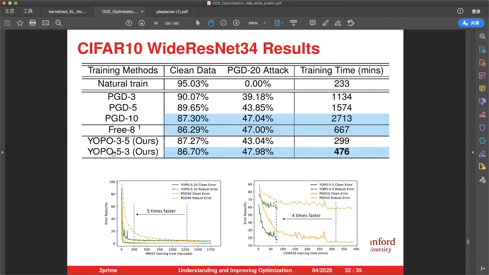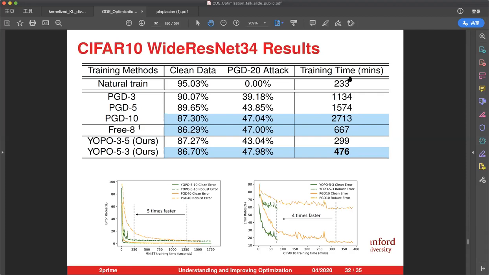So 3 times 5 is 15, it's just a little bit larger than 10. But the backpropagation times are much less than the backpropagation times in PGD. So you can see the time here. Their time is also 10 times that of the natural training, but ours is very similar to the time of natural training.